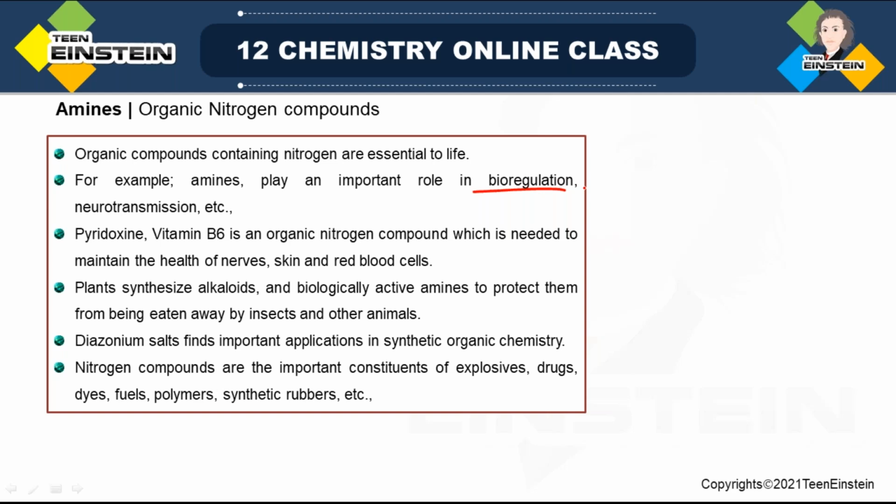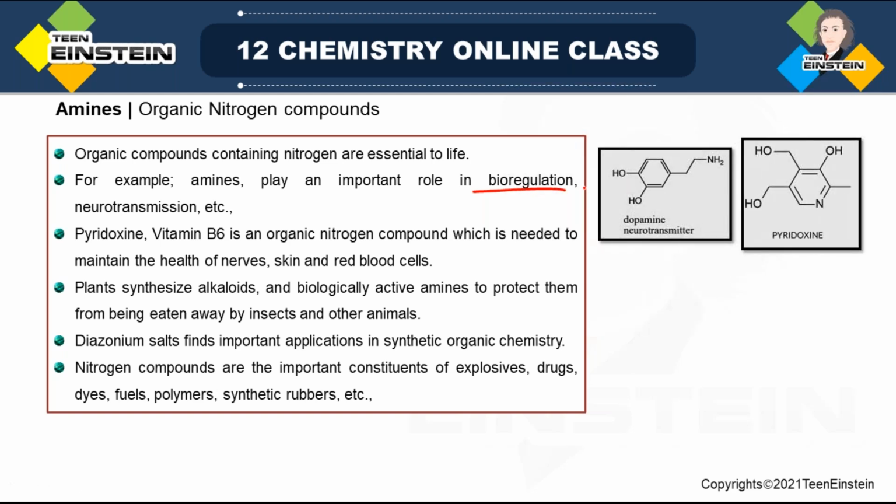For example, vitamin B6 molecule, if you consider, the actual active component is pyridoxine, and this is the organic nitrogen compound needed to maintain the health of nerves, skin, and red blood cell. Here you can see the pyridoxine structure. Fine. Here we have a benzene ring, but one of the carbon is nitrogen, so this is nitrogen containing organic compounds, and there are some other groups containing OH.